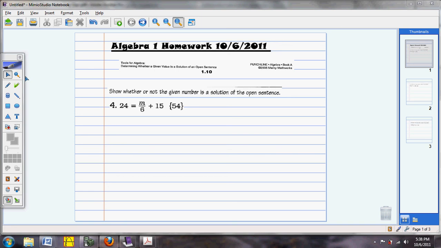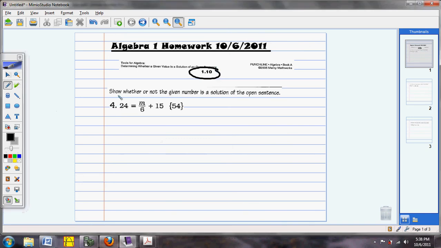I'm going to do some example problems from the Algebra 1 homework. This was from worksheet 110, and all you have to do is plug the numbers in and see if they make the equation or inequality true. It's an open sentence because whether it's true or false depends on what number you plug in for the variable, and they give you the value of the variable they want you to plug in.